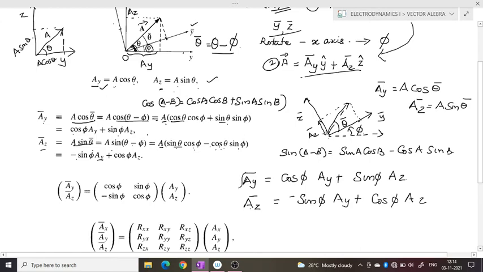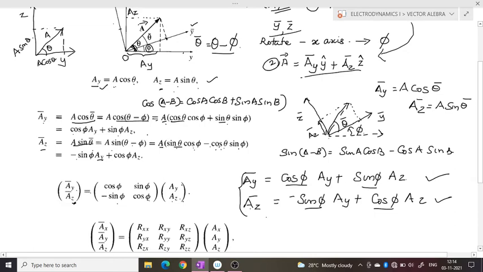So we try to write down these two equations in the form of a matrix representation. So Ay dash, Az dash is equal to the components. These terms are written in the form of a matrix: cos phi, sin phi, minus sin phi, cos phi, times Ay, Az. You know the multiplication between the matrix elements. So you get cos phi Ay plus sin phi Az, that is equal to Ay dash. And the second term is minus sin phi Ay plus cos phi Az, that is equal to Az dash.